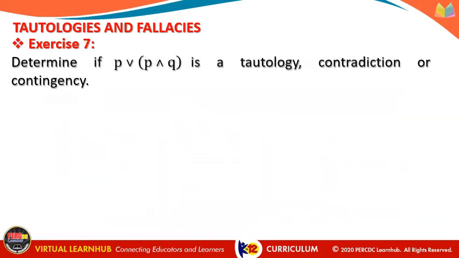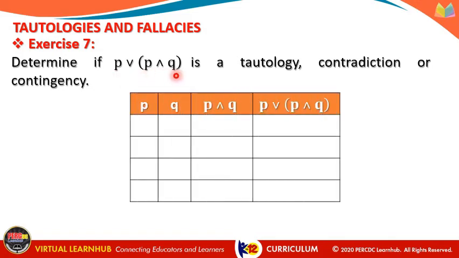Exercise number 7: determine if the given proposition is a tautology, contradiction, or contingency. The dominant connective here is the one for disjunction. Thus, we are going to get the disjunction of P and the conjunction of P and Q. Let us first obtain the truth values for P and Q.